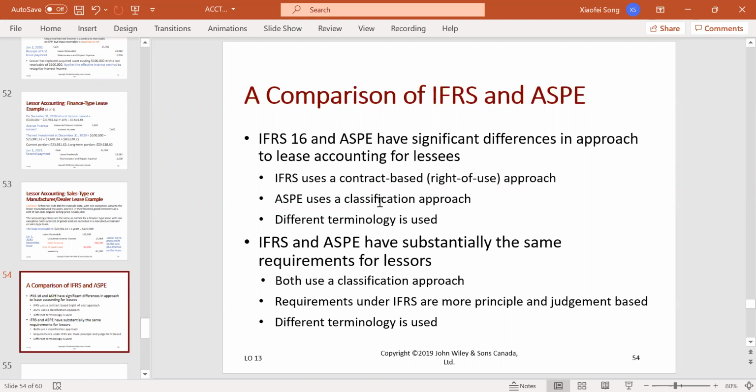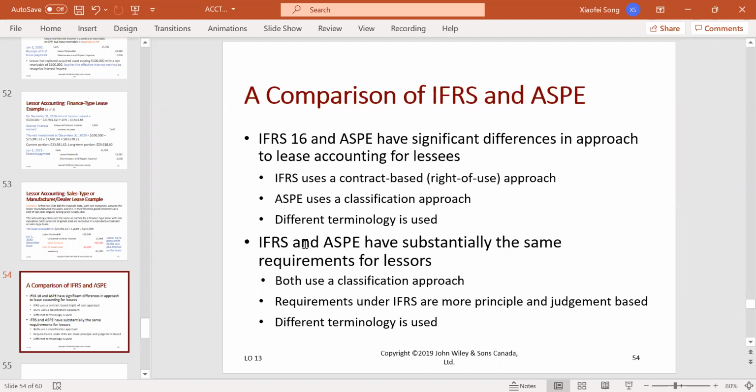That is the reason the change was made, because companies realized they can just call their lease an operating lease, change the terms such that they don't have to capitalize it, right? And also there's different terminology: right-of-use assets, that's IFRS; assets under lease, that's US GAAP. Lease liability, that's IFRS. Obligation under lease, that's US GAAP.